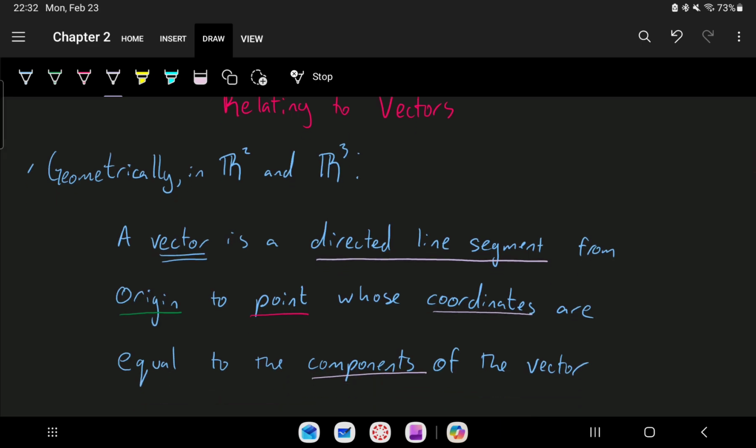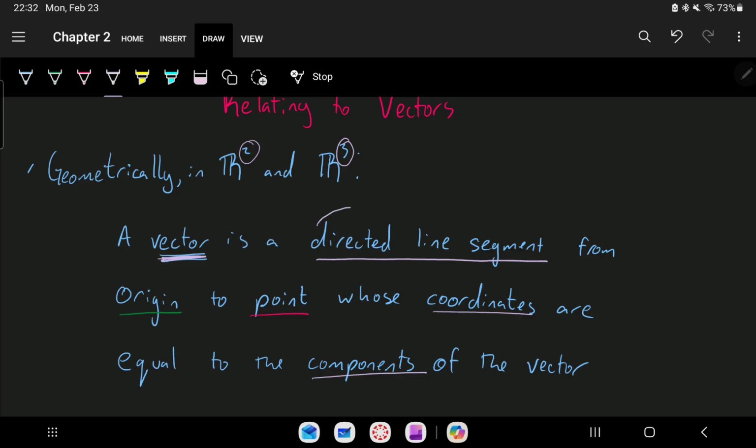So geometrically, if we're just looking at R2 and R3, we can say that a vector, this word that we've been throwing around this whole time, is a directed line segment from the origin to a point whose coordinates are equal to the components of the vector. Let's break this down for a second.